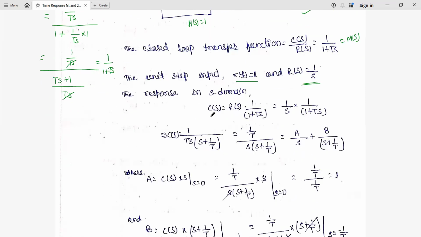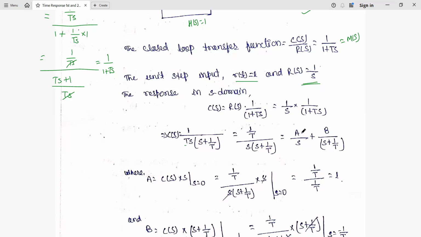Now this transfer function we are going to simplify with the help of partial fractions, so that we write it as A by s plus B upon s plus 1 by T. Here you see that the coefficient of T is adjusted to 1 by T. So we have s into s plus 1 by T. Whatever transfer function we have, we have to obtain the denominator in the format where the coefficient of s is equal to 1.